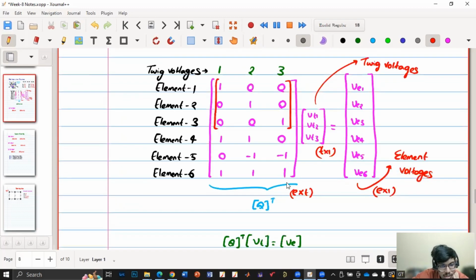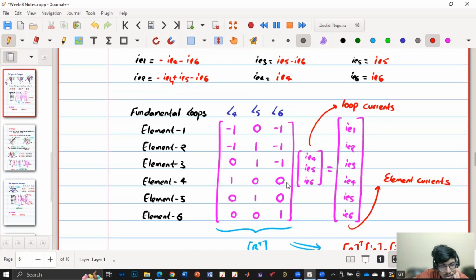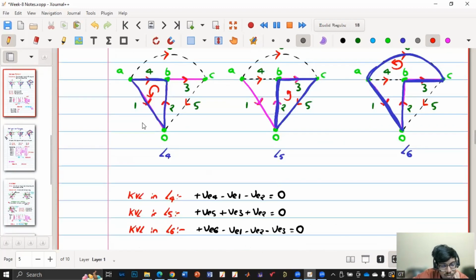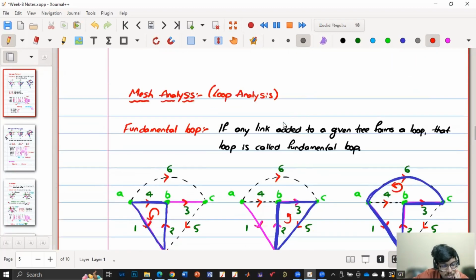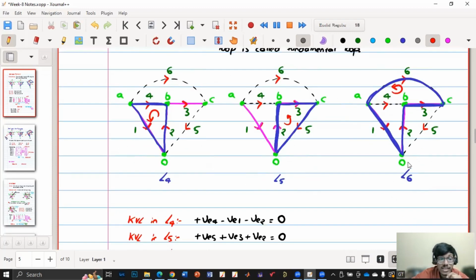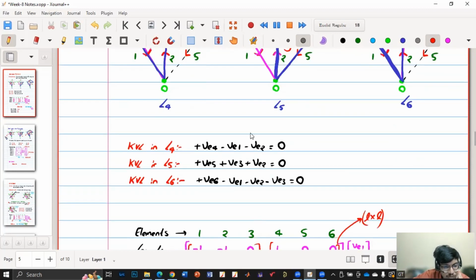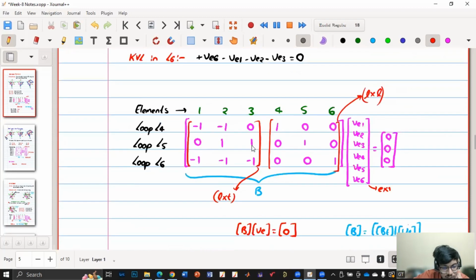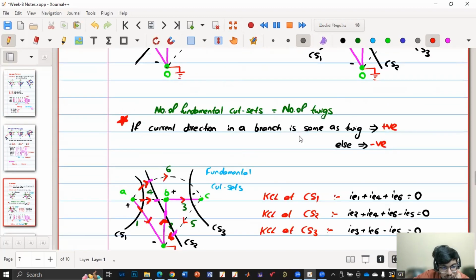So I'll correlate the theory versus the math, then you'll understand. In the mesh analysis or loop analysis to get the B matrix, we need to find the fundamental loops. The number of fundamental loops is the number of links. So we have named those fundamental loops by the link that is added. So this is L4, this is L5, this is L6. And within that fundamental loop only, we have applied KVL, right? And from the KVL, we got the matrix from which we got the B matrix. We are going to do the same thing.